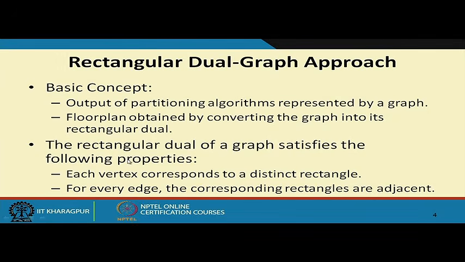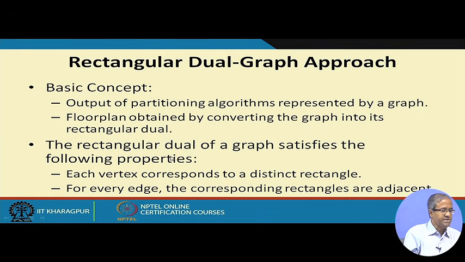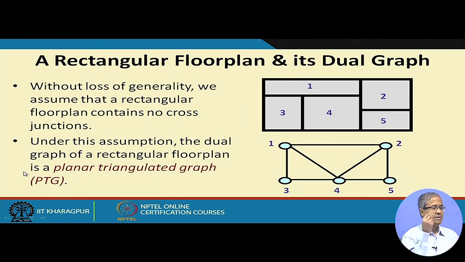So, just as we have seen, the rectangular dual of the graph satisfies the properties. Each vertex in the graph will correspond to a distinct rectangle in the floor plan, and for every edge the corresponding rectangles, they are adjacent, they will be sharing some horizontal or vertical segment. Now, this is another example we have shown. This is a floor plan and this is the rectangular dual graph.